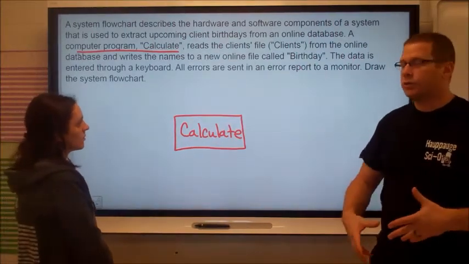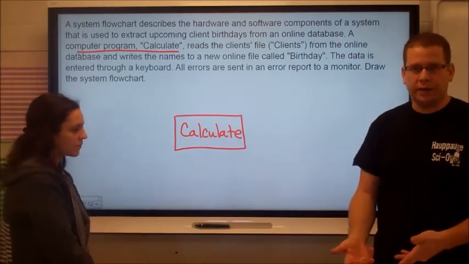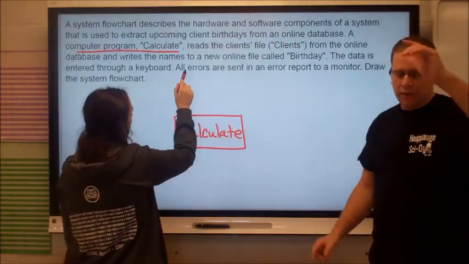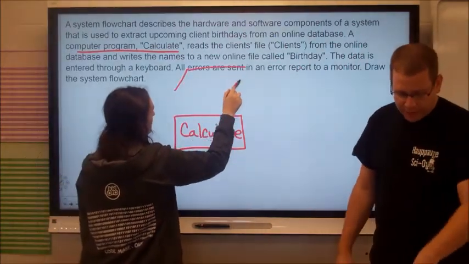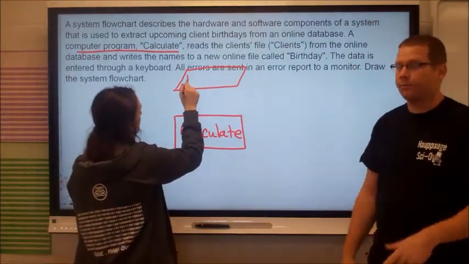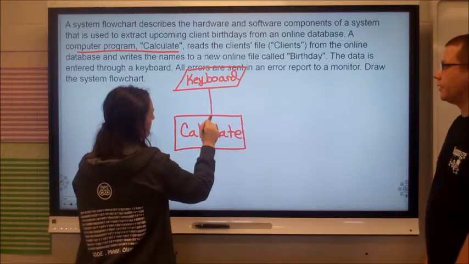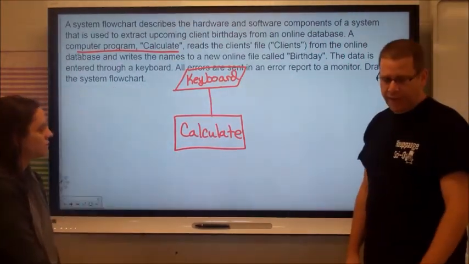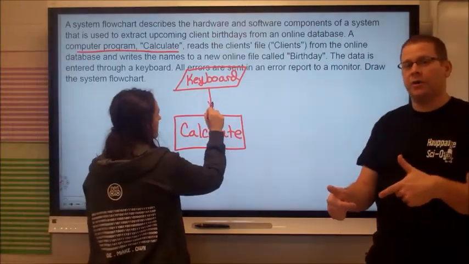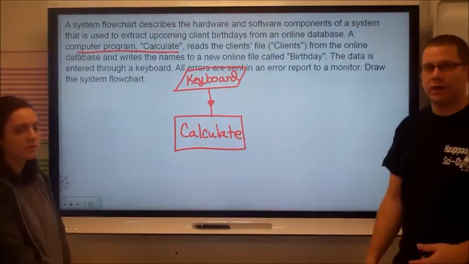Now, the person using the program actually has to use a keyboard to input data. So, above the calculate box, we're going to put the parallelogram of input or output device, and we're going to name it keyboard, and drawing a line down into calculate. Now, for that, you should have an arrow going down because the data is flowing from the keyboard to the action process of calculate.